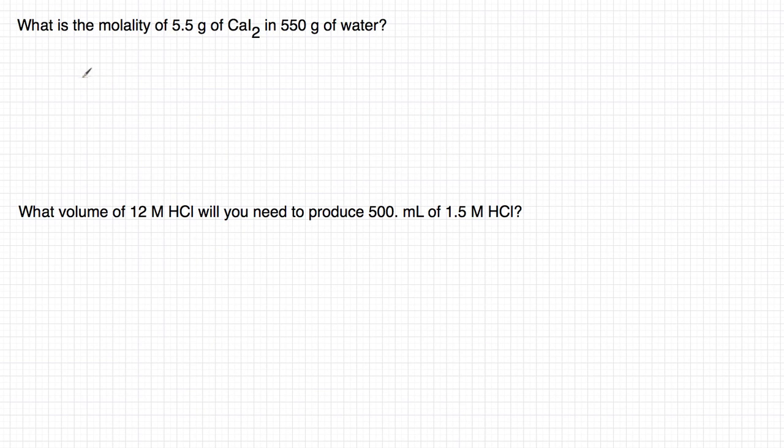Okay, for our next problem, we're being asked to figure out the molality of a solution. So let's go ahead and write down our equation for molality. And molality is equal to moles over kilograms of solvent. And once again, I don't know what the moles are right off the top of my head. So let's go ahead and move over here and convert 5.5 grams of calcium iodide to moles.